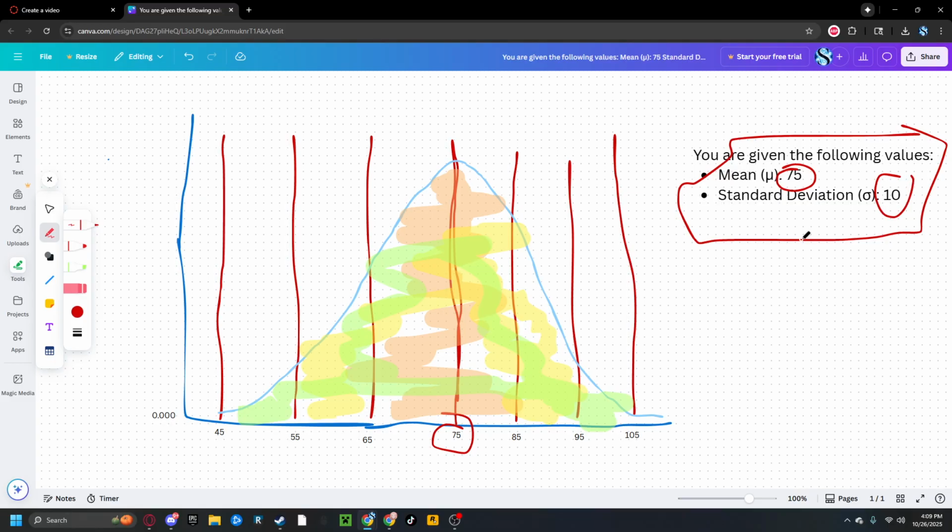That means about 68% of our students scored between 65 and 85, and most of the students would fall right around the middle of that section. And about 95% of the kids would score between 55 and 95, and only a few would have scored below 55 or above 95. All right, let's wrap this up.